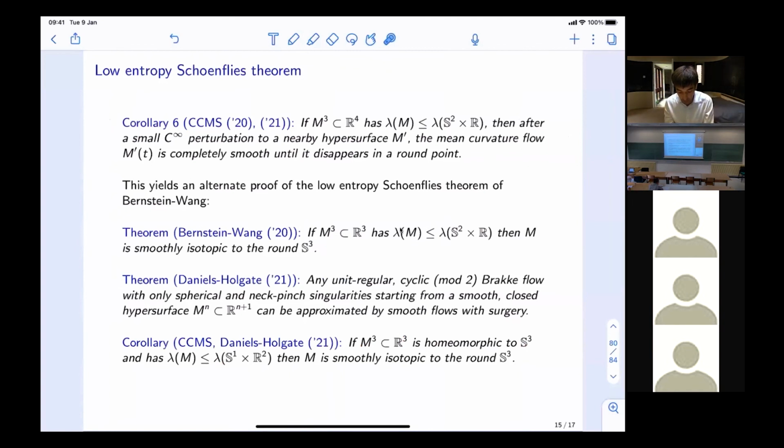Then you can approximate it by surgery, and then you can actually get that the initial surface is smoothly isotopic to the round S3, because you can just do surgery and understand what happens topologically, and you can never cut a handle or anything like this.